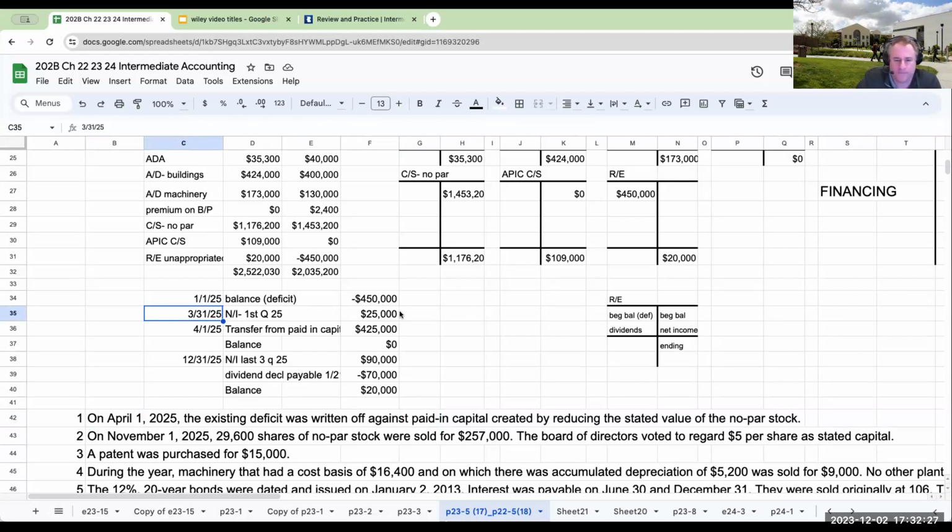When we look at an account like retained earnings, it's going to have a beginning balance. In our case here, it had a deficit of 450 and we have an ending balance of 20. What increases retained earnings? Well, we've got net income. What was our net income? We had net income in the first quarter of 2025 of 25,000, and then we had 90,000. So we had a total net income of 115,000. Net income is going to be increasing my retained earnings, so I'm going to show that as a credit.